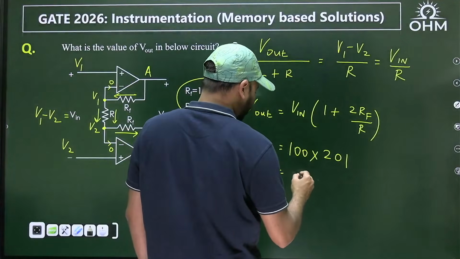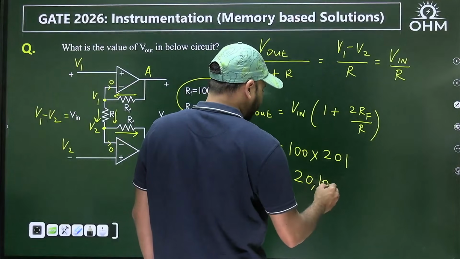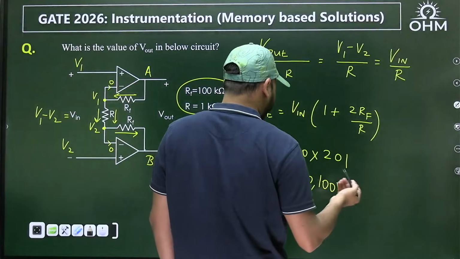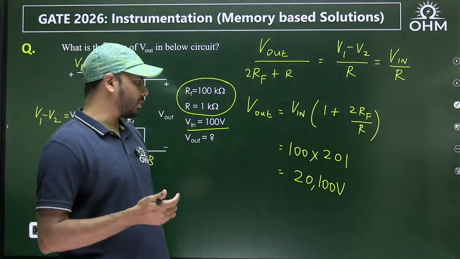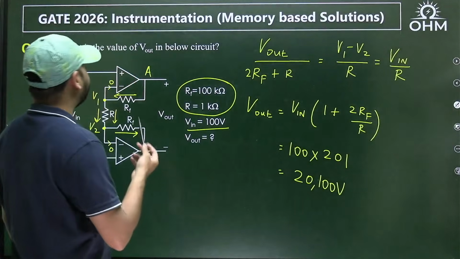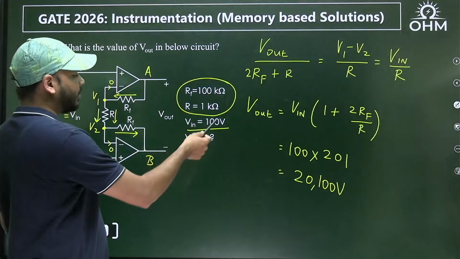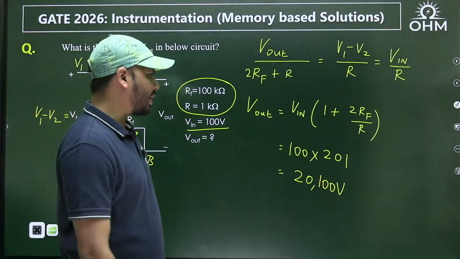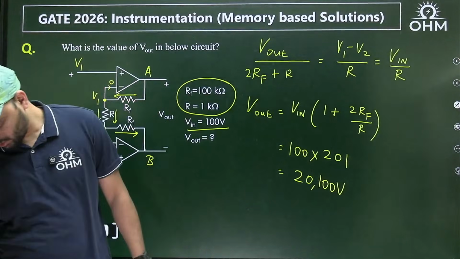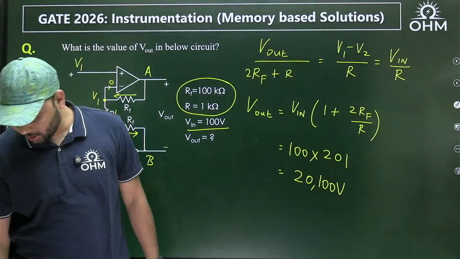That is the answer. 20,100 volts. I believe the input voltage would have been in millivolts. If the input voltage was in millivolts, then Vn will be 100 millivolts. Then this will be some 20.1 volts like that. Whatever it is, everybody can solve this.